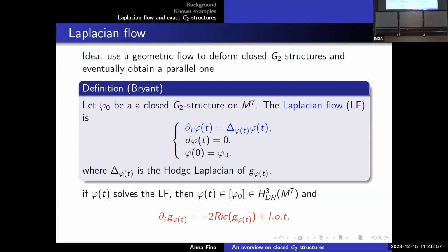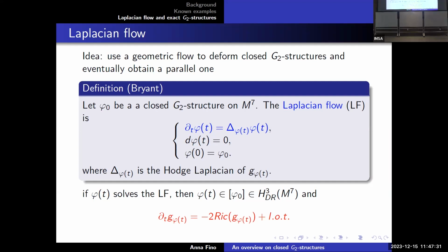So the original idea is to use a geometric flow to deform a closed G2 structure, and eventually obtain a parallel one. In some cases we obtain it, in other cases no. And there are still many open problems related to this flow. So the idea is that you start with a closed G2 structure on a 7-manifold. The Laplacian flow is an evolution, so you evolve a family of G2 forms, let's say, and they evolve using the Laplacian.